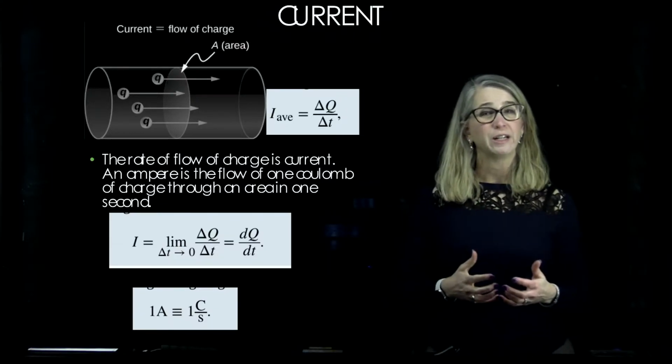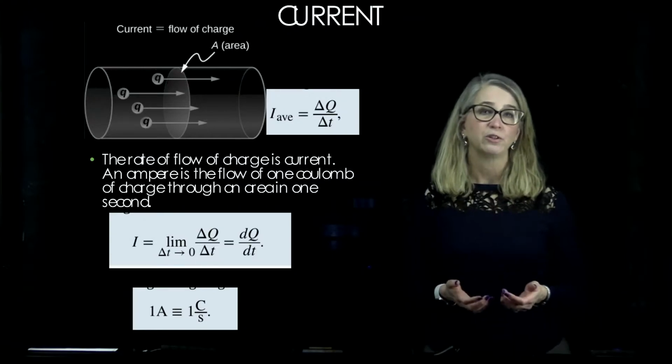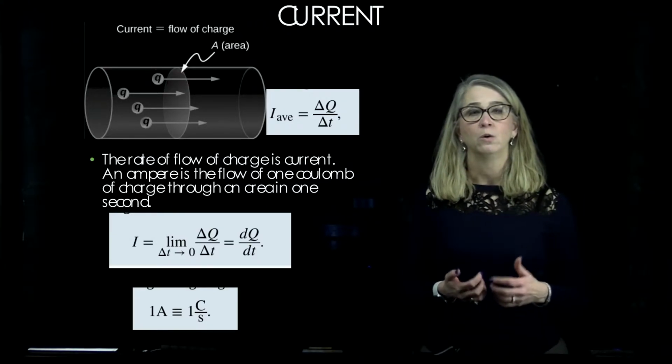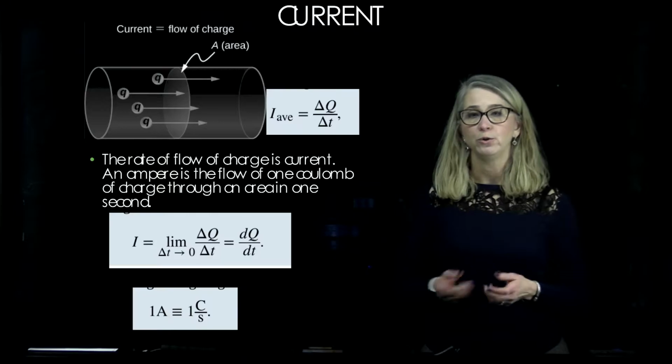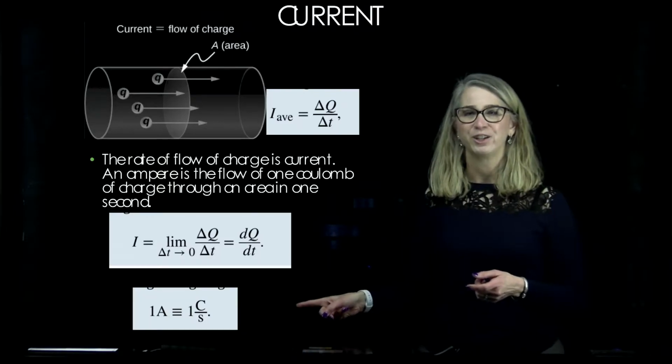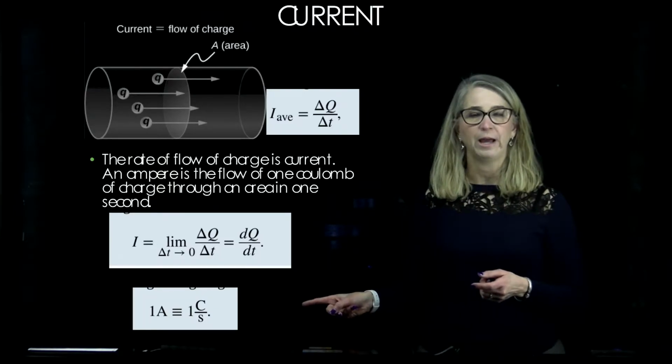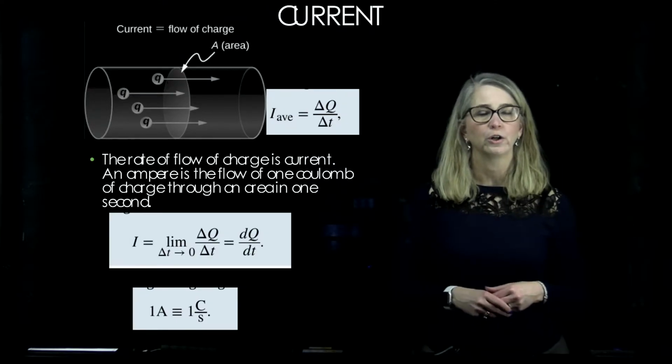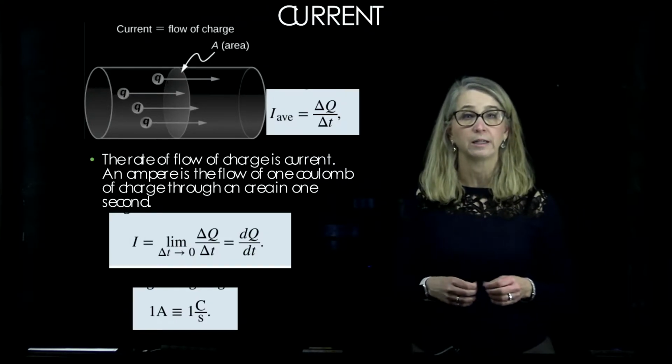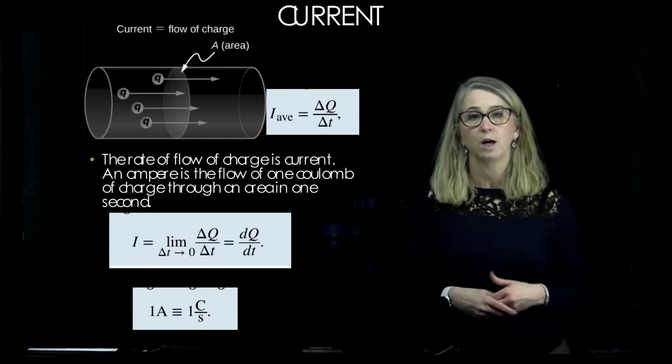So we measure current in amperes. We usually just call them amps. The letter that we use to talk about the current is just capital A. That represents a coulomb per second, because charge is measured in coulombs.